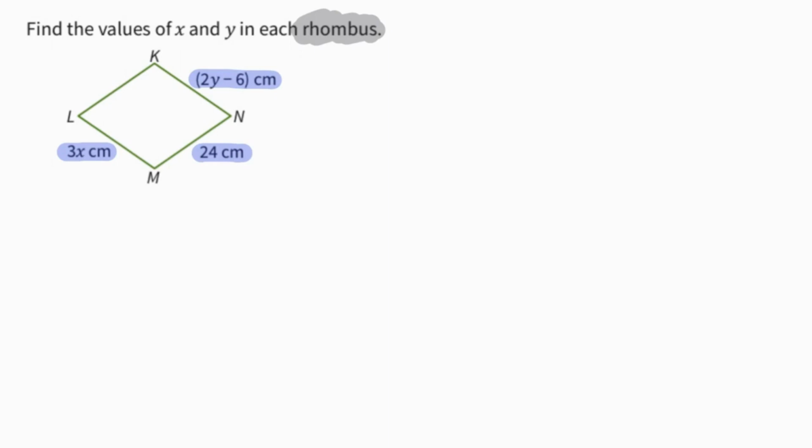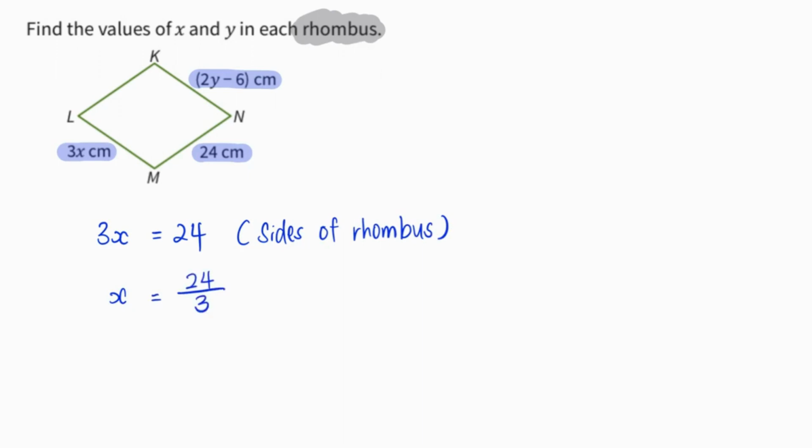So, I'm going to just do it slowly. I know that 3x equals to 24. This means that at this point here, do write down why they are equal to each other, okay? You could simply write down they are the sides of a rhombus. And from here, all I have to do is simply to divide by 3 on both sides. I will get the value of x.